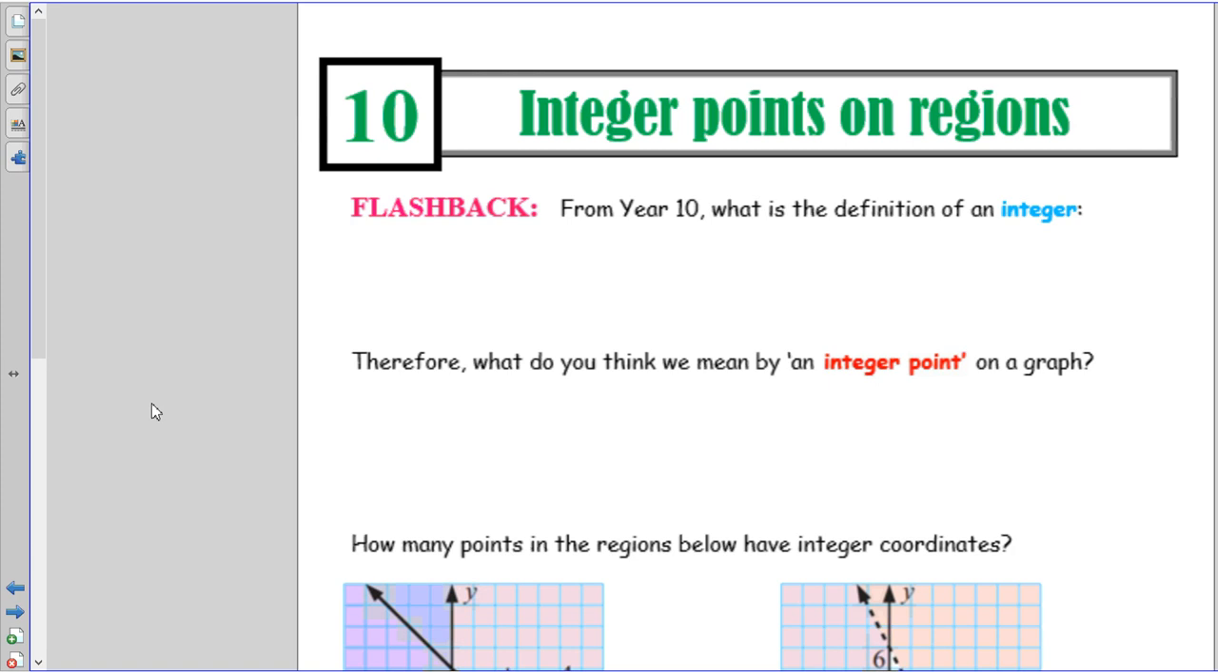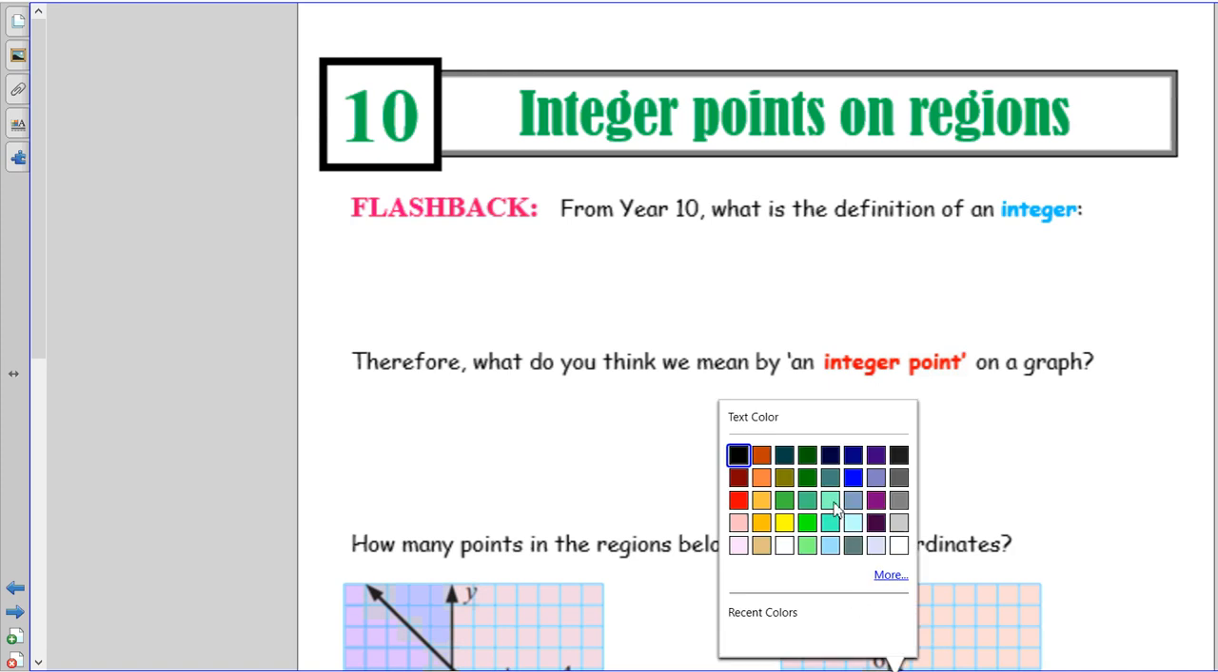So integer points on regions. I'm just going to be typing for this lesson, so let's give us a nice color to type with. Let's use purple. And let's make the text a little bit smaller.